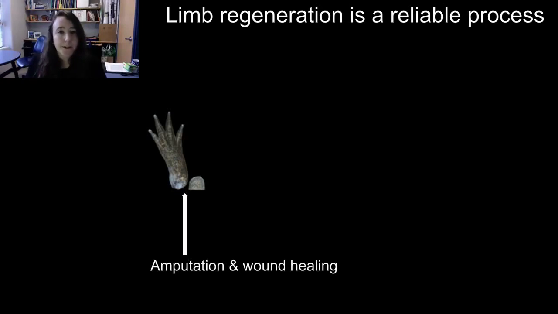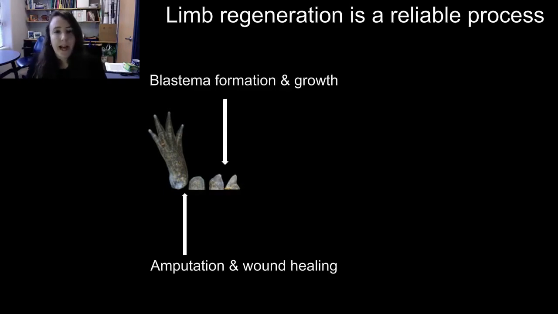First of all, the limb is amputated and the wound heals over, and this wound healing occurs incredibly rapidly compared to what we would expect from our wounds. Reepithelialization, just the covering of the wound site, occurs within 24 hours after the amputation is completed. After the wound has healed, what forms next is called a blastema, and that's the little bump that you can see at the end of the limb there.